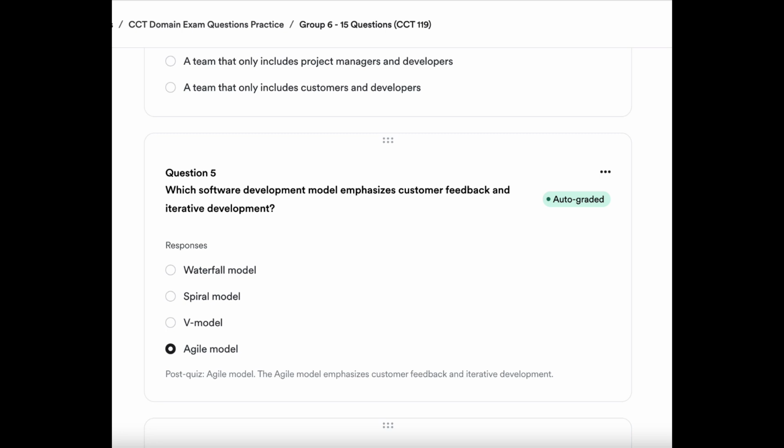Question 5, which of the software development models emphasizes customer feedback and iterative development? A, the waterfall model. B, the spiral model. C, the V model, and D, the agile model. And the answer is D, agile. If you're looking for iterative, that would be tied to the agile model. This emphasizes customer feedback and the iterative aspects of it.